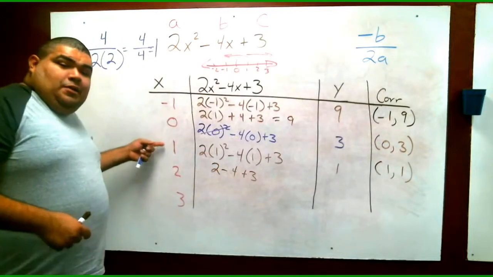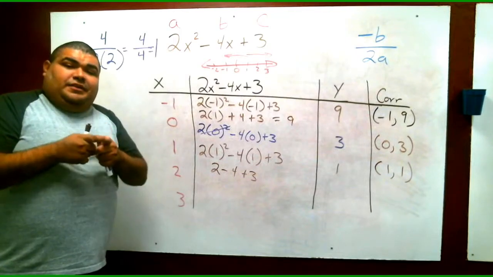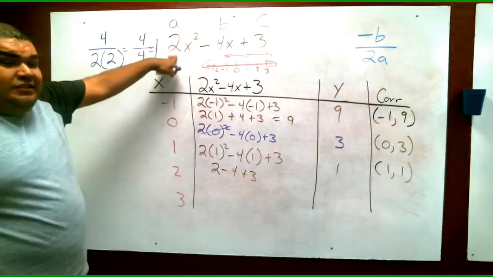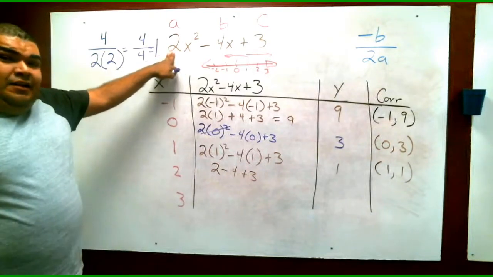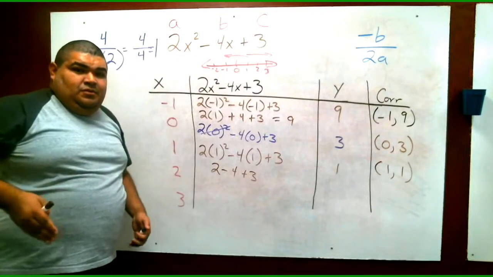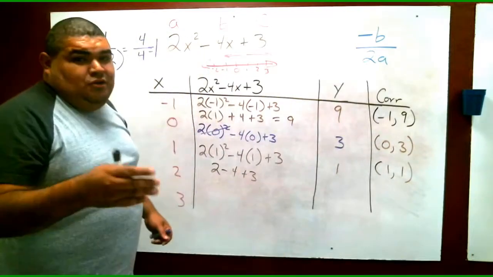That middle one is always where the line goes the farthest, either up or down depending on whether the A is negative, which in this case is positive, so it's going to open up. So the lowest part is going to be 1, 1. Okay, that's the lowest part. I'm going to show you in a minute, okay?